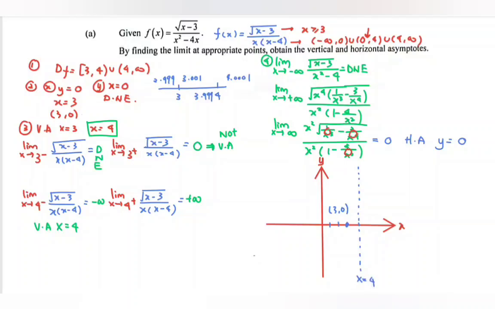So from the left, we will have negative infinity. From the right, we will have positive infinity. Next, we have the horizontal asymptote where y is equal to 0. Then, is it approaching 0 from more than 0 or less than 0? If we substitute x equals 50 using the calculator, we will have a value more than 0. So the graph will be something like this. Another one, the graph will be approaching something like this. So that is the graph for f(x).